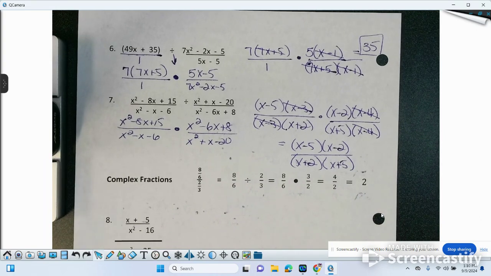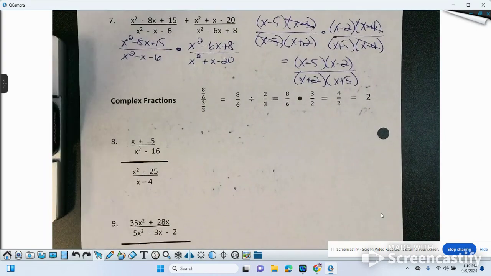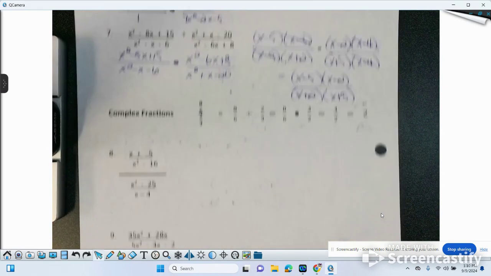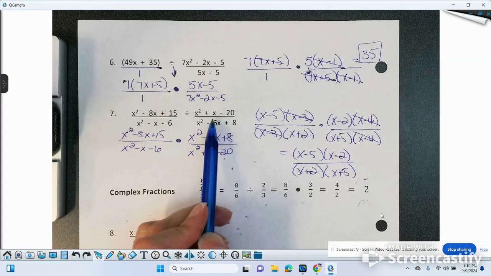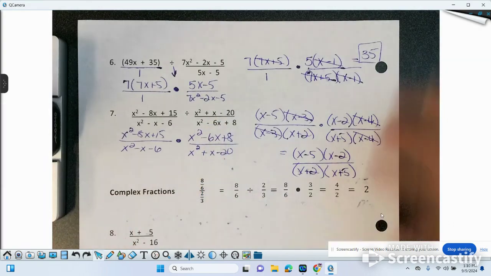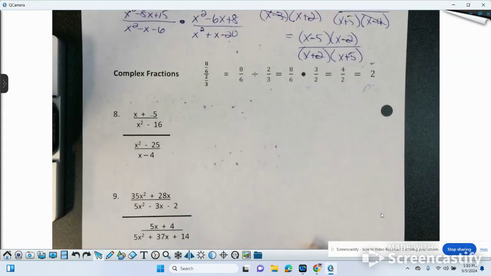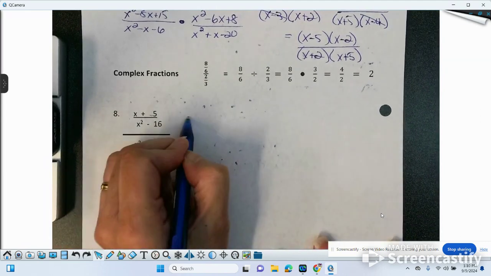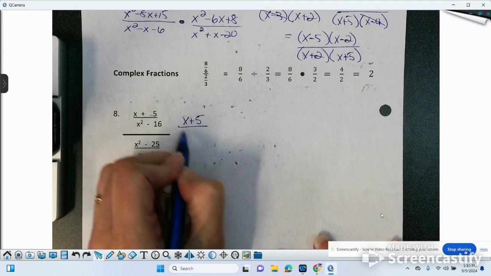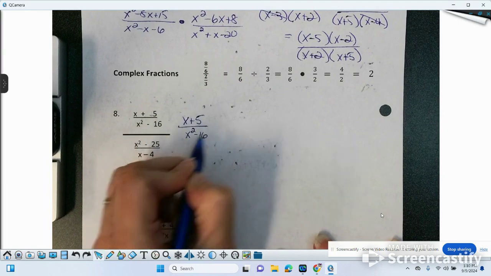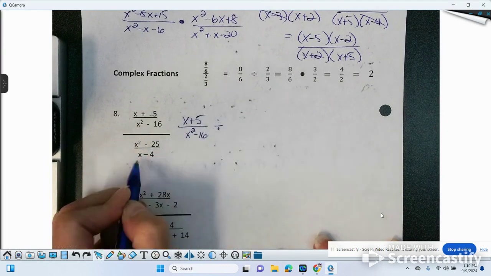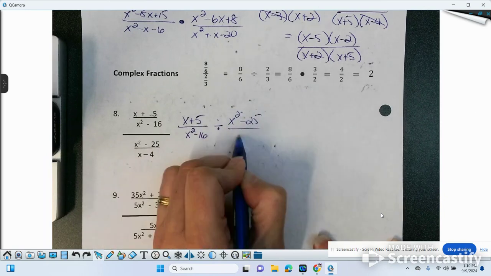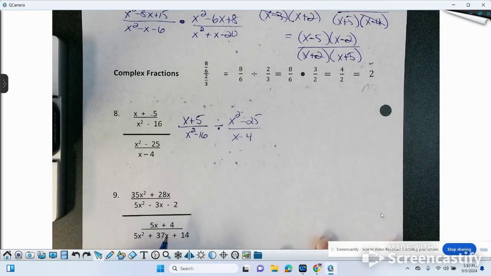Complex fractions look terrible, y'all, but it's what we just did, right? A complex fraction is, instead of writing it horizontally, they're writing it vertically. So the first thing I'm going to do is change this to write it horizontally. So this is saying x plus 5 over x squared minus 16 divided by x squared minus 25 over x minus 4.